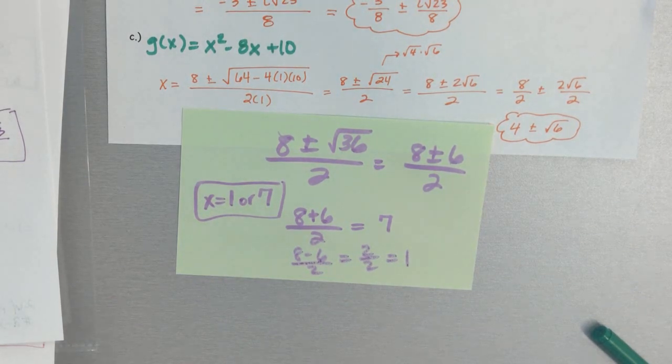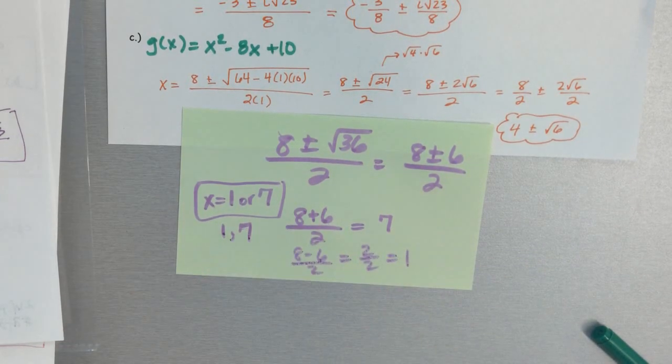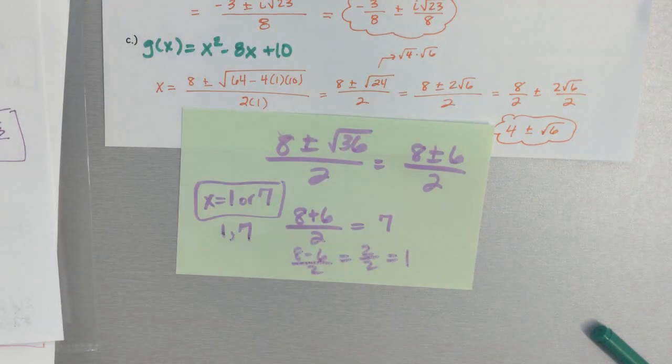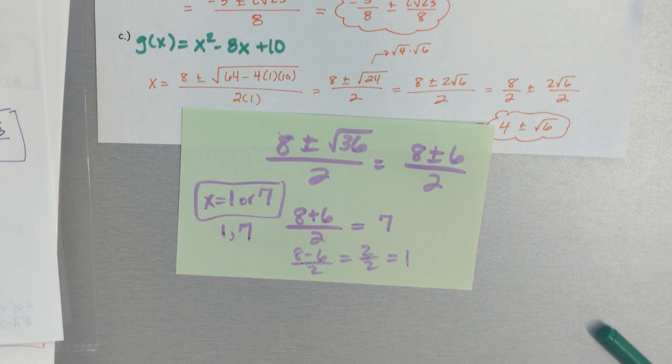Or I think when you check with the key, it'll be like 1 comma 7. Those will be your 2 answers. Remember that we do have 2 answers here. We have 4 plus root 6 and 4 minus root 6. So you do have 2 different solutions there. But you can just connect them with the plus or minus. All right, questions for me on that?